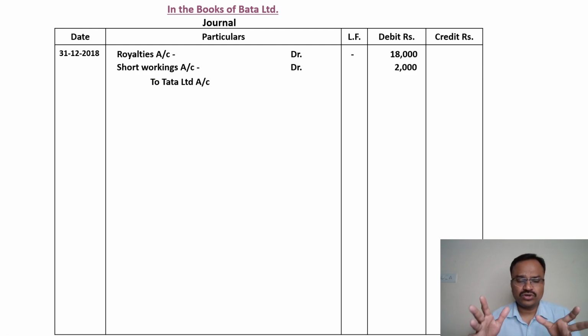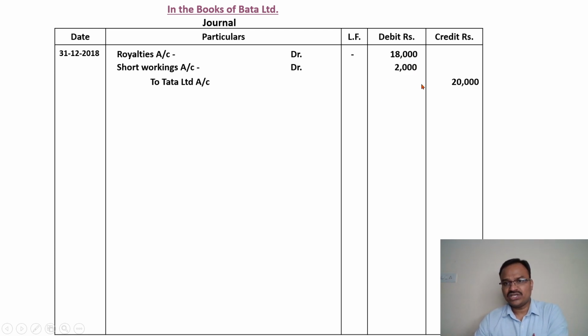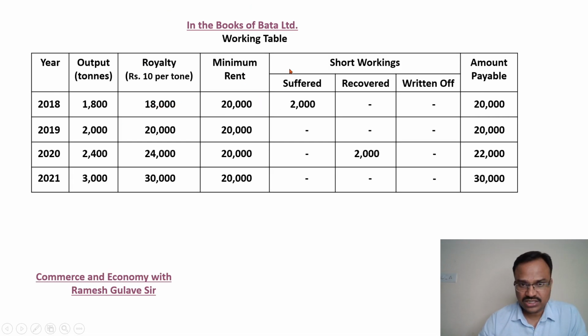Okay, if there are no short workings, then a simple entry can be passed like royalty account debit to landlord account. But if short workings are there, royalty account debit, short working account debit to landlord account. Here the landlord's account or lessor's account is credited for 20,000 because royalties are 18,000, short workings are 2,000, and the whole amount is 20,000. Right? See here in the working table, royalties 18,000, short workings suffered are 2,000, but the amount payable is 20,000.